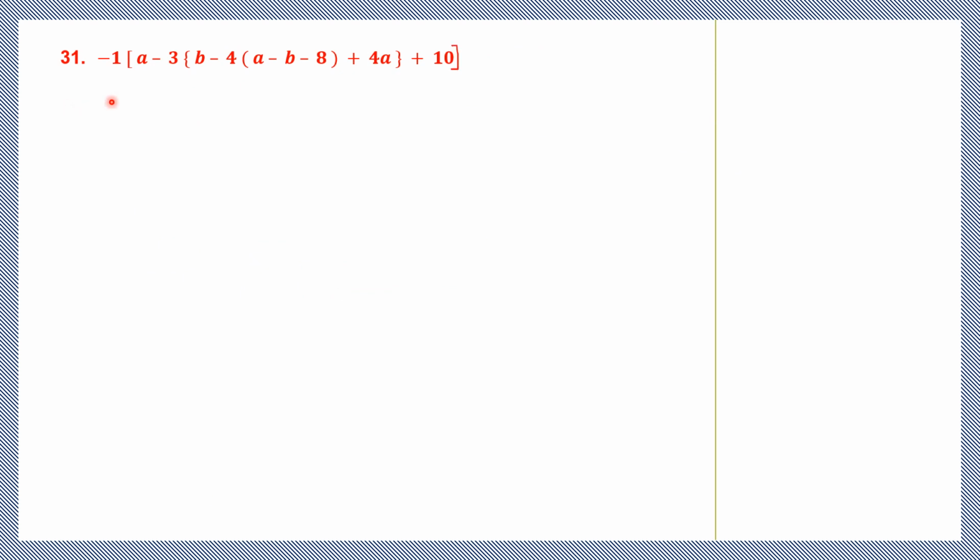Question 31. Here we have square bracket, curly bracket and the common bracket. So we'll work on the common bracket first. So we're going to remove this. So let's begin. Minus 1 and then we have square brackets a minus 3 curly brackets b minus, now here we have 4 and no sign there, so that's understood it's multiplication. So minus 4 into each term inside. First into a is minus 4a. Then into minus b. Minus into minus is plus 4b. Then into minus 8. Minus into minus is plus 4 8s are 32. So we've removed the common brackets. Let's continue to write what is inside, 4a. Close the curly bracket, write plus 10 and close the square bracket.